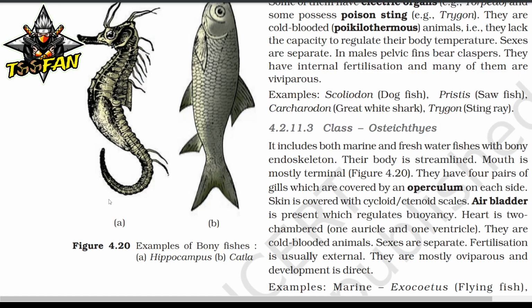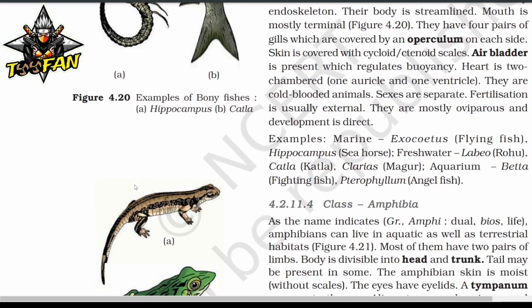Heart is two-chambered, one auricle, one ventricle. They are cold-blooded animals. Sexes are separate. Fertilization is usually external. They are mostly oviparous and development is direct. Marine examples: Exocoetus, Hippocampus. Freshwater: Labeo, Catla, Clarias. Aquarium fishes: Betta, Pterophyllum.